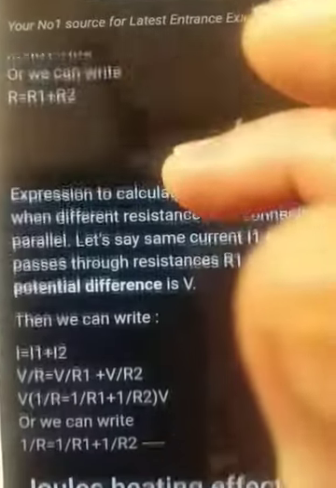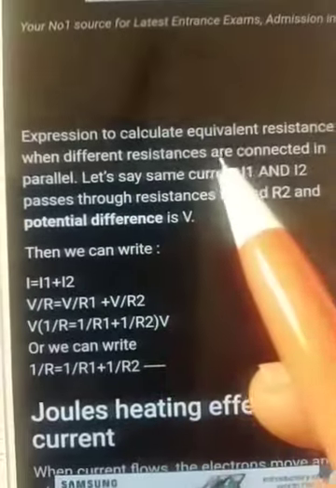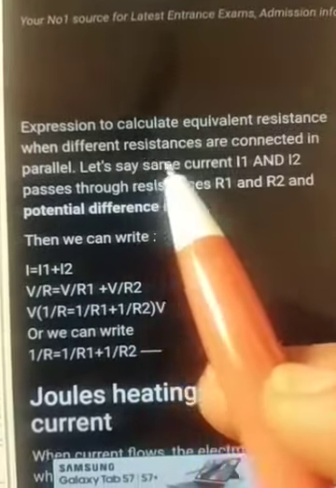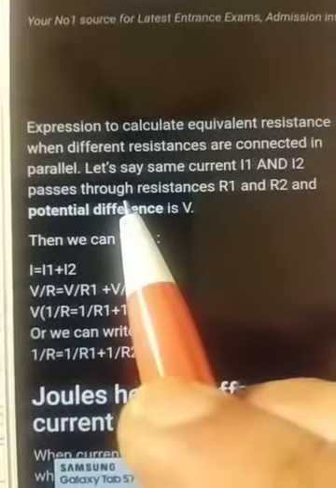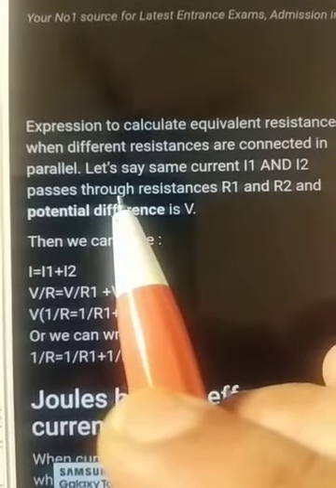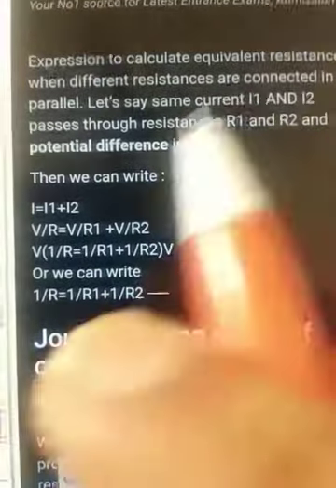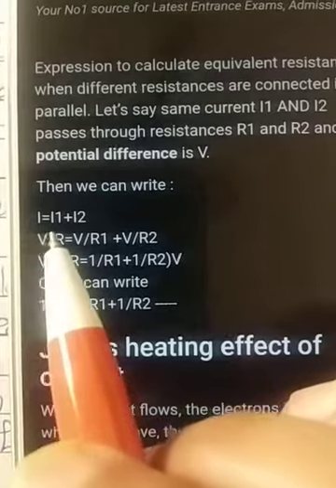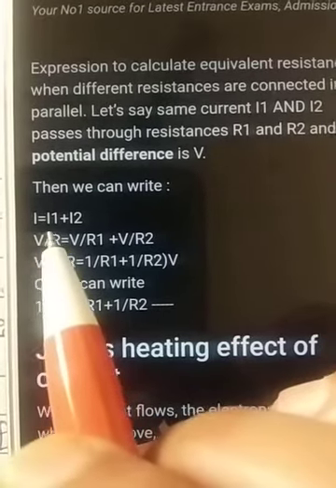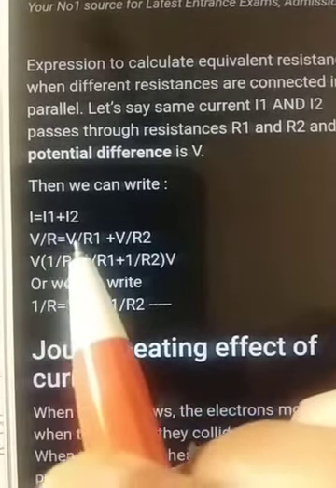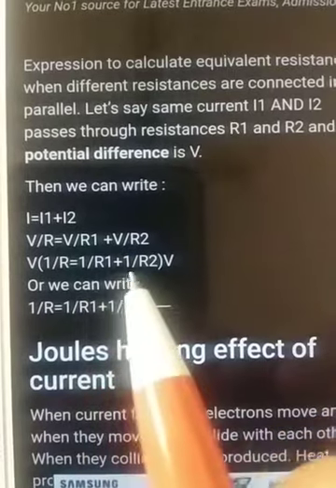Now, the expression to calculate equivalent resistance when different resistances are connected in parallel. When resistances are connected in parallel, we can write I = I1 + I2, which is V/R1 + V/R2.